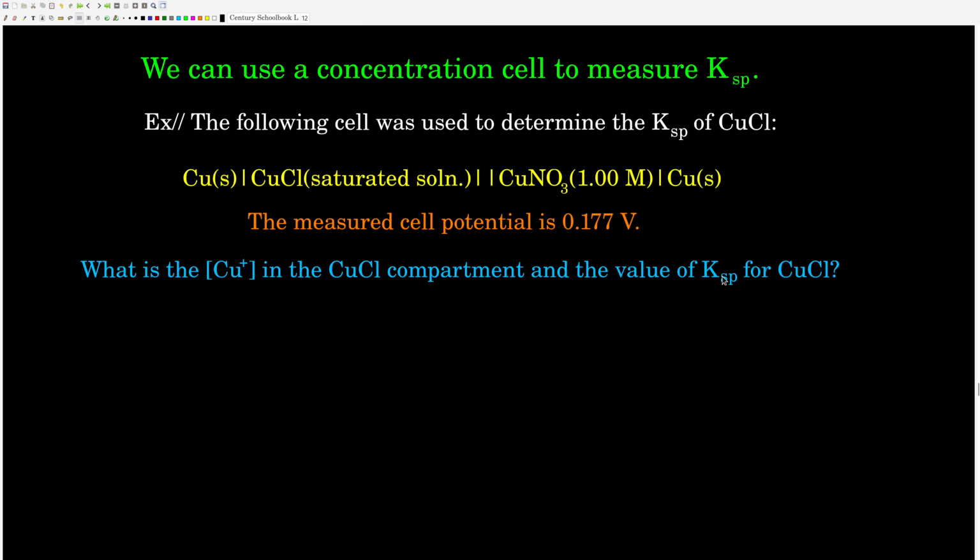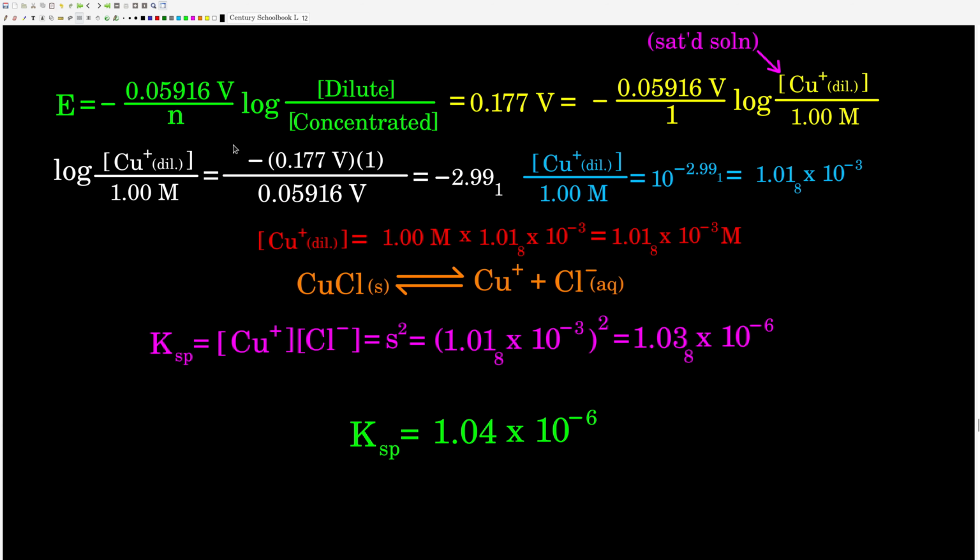All right, go and do it real quick, guys, and come on back when you get your answer. Welcome back, guys. So, here we go. Nernst equation, which remember for a concentration cell, E0 equals 0, so it's just E equals negative 0.05916 volts over n, log of the diluted concentration over concentrated concentration. n is 1 because it's copper 1 being reduced to copper and copper being oxidized to copper 1. So this is equal to 0.177 volts.